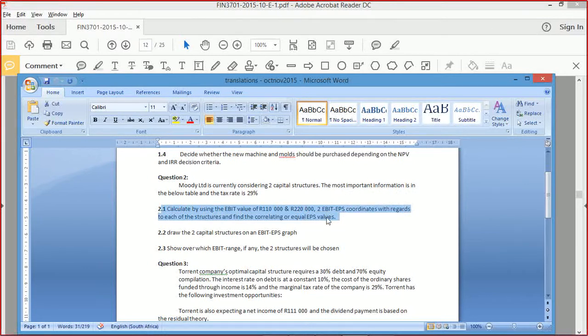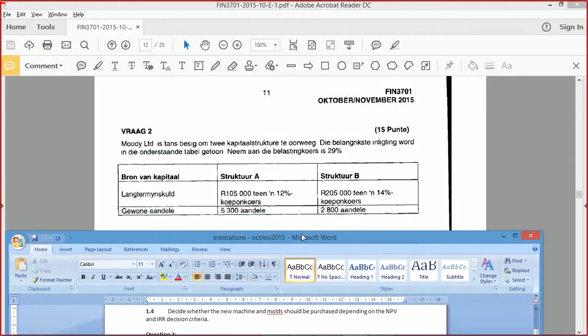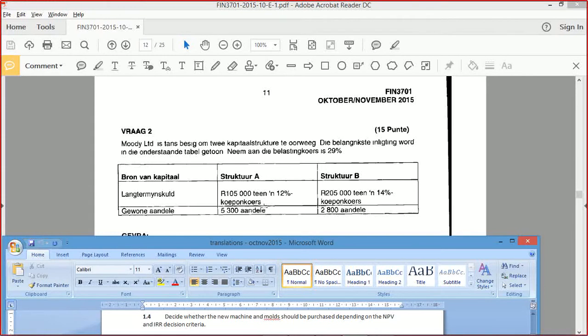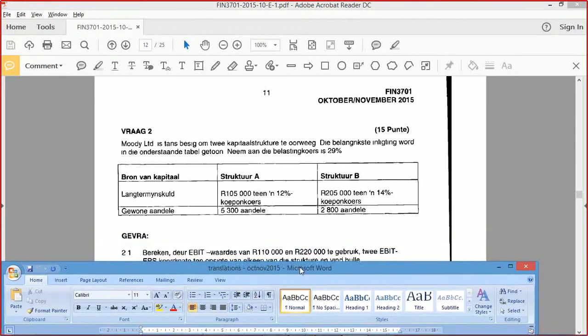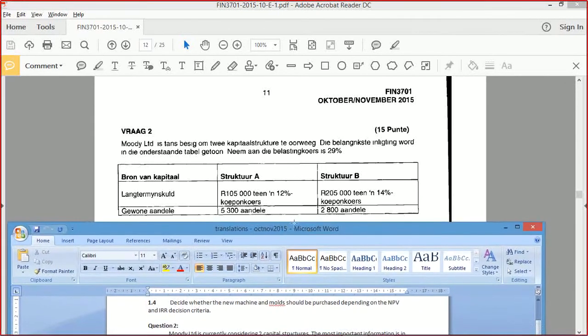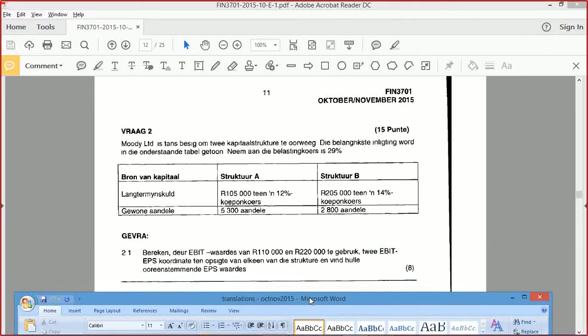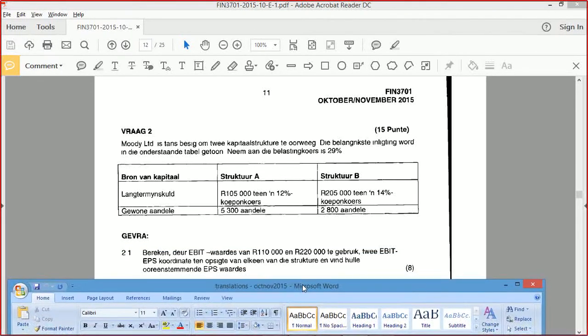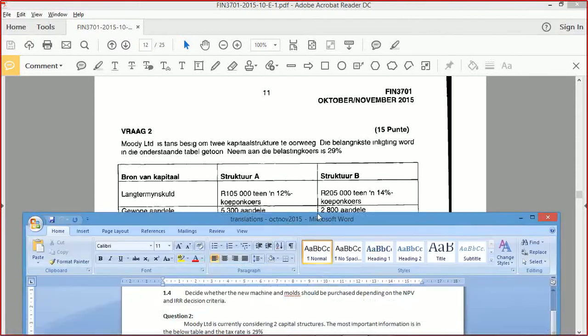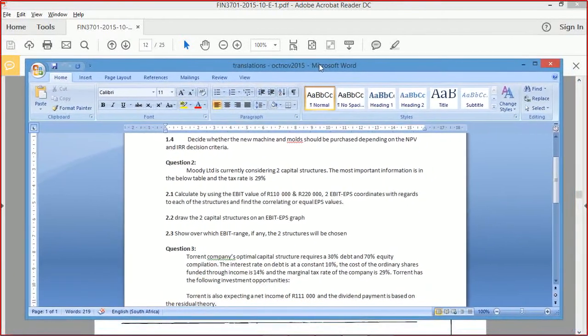Structures? Sorry, what are the two structures? It's in the question. It doesn't say, it just says two capital structures. What is it, 40% or 60%? Yeah, so this was long-term debt and then normal shares. So debt and shares, right? Yeah. Okay, so obviously you've got a structure here which has a certain amount of debt and a certain amount of shares. But in the translated version, there's nothing in there about that.